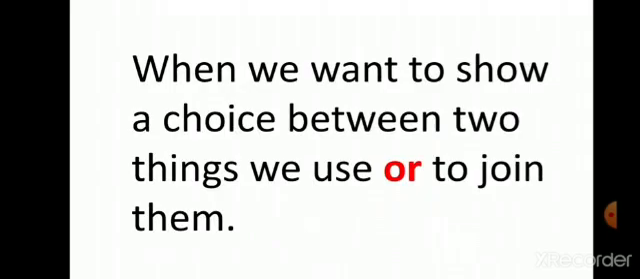When we want to show a choice between two things, we use "or" to join them. Both the words "and" and "or" are joining words. But what is the difference? We can join two words by using "and". But when we have a choice, when we want to choose a thing from the given, that time we have to use "or". We cannot use "and". Okay, so here we'll see the example.